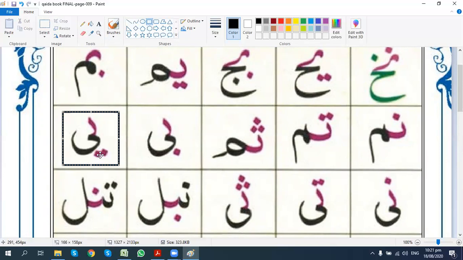But I have a question. The first ya has two dots at the bottom. As we discussed, whenever we have two dots at the bottom, we will call it ya, right? But the second ya doesn't have a dot. Can you tell me the reason? Why are there no dots on the second ya?